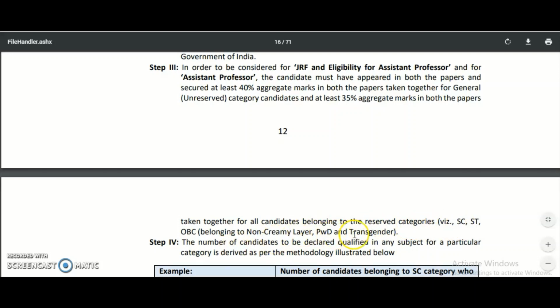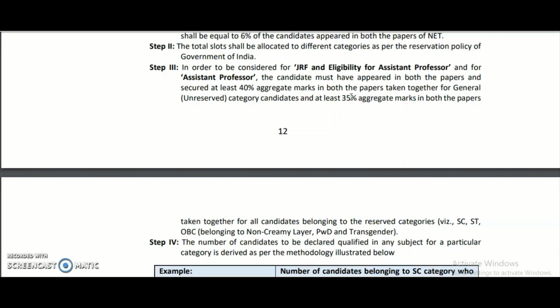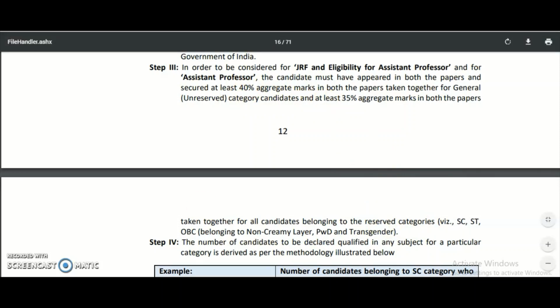PWD and transgender. So 35% means 105 marks out of the 300, and 40% means 120 out of the 300 marks. These are the minimum marks these candidates have to score. That means the general category or the unreserved category has to score a minimum of 120 marks out of the 300, and the other reserved categories have to score 105 out of the 300 marks.